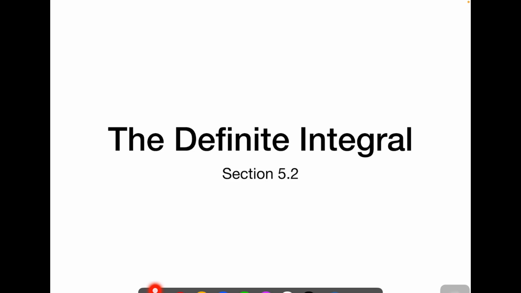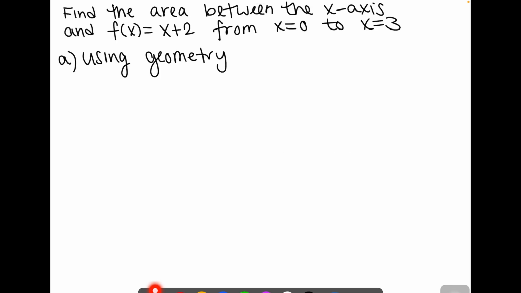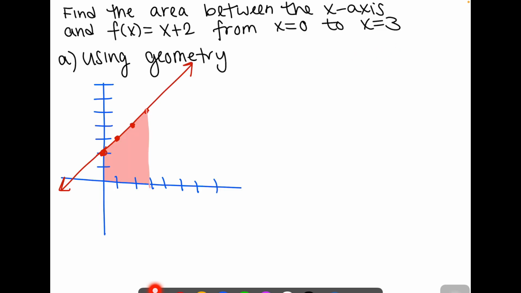This video is going to define the definite integral and connect that definite integral to the Riemann sums that we discussed in the previous section. So we're going to start by just solving an area problem. Find the area between the x-axis and the function f of x equals x plus 2 from x equals 0 to x equals 3. And we're going to start by finding this area using geometry.